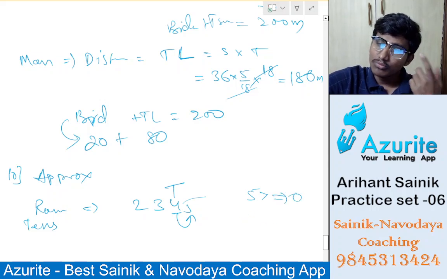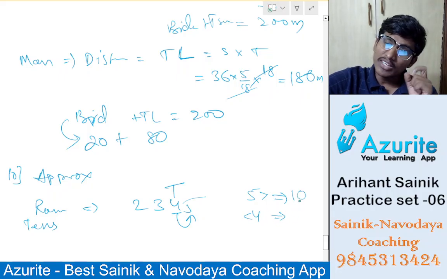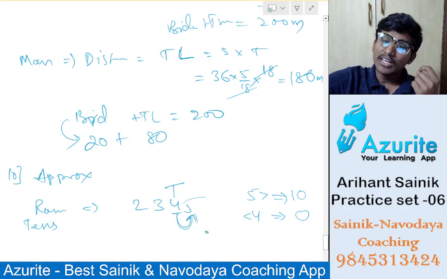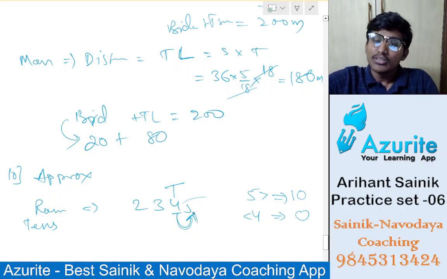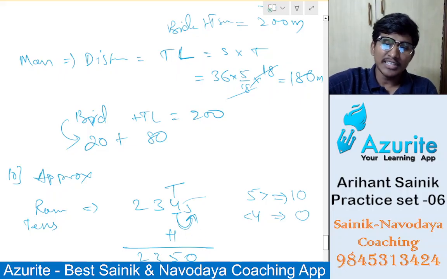If it is 5 or more, we go to the next ten, that is, we add 1. If it is 4 or less, we make it 0. After 4 it is 5, so 5 means we have to add 1 here. It will be 2, 3, 5, 0. After that we make the ones digit 0.